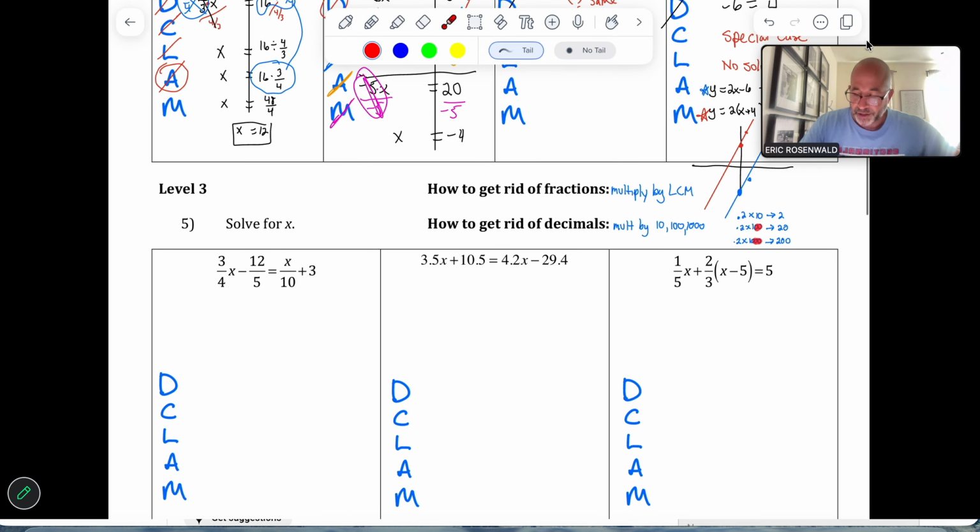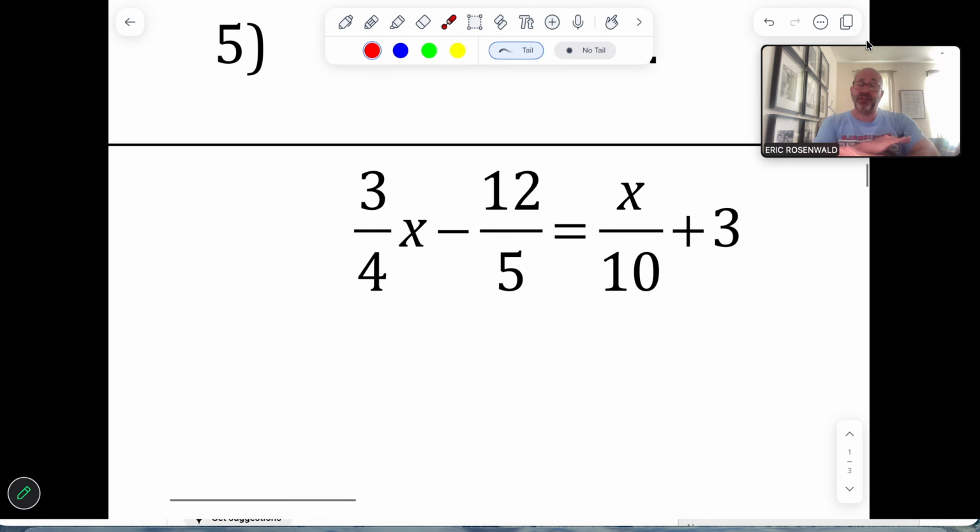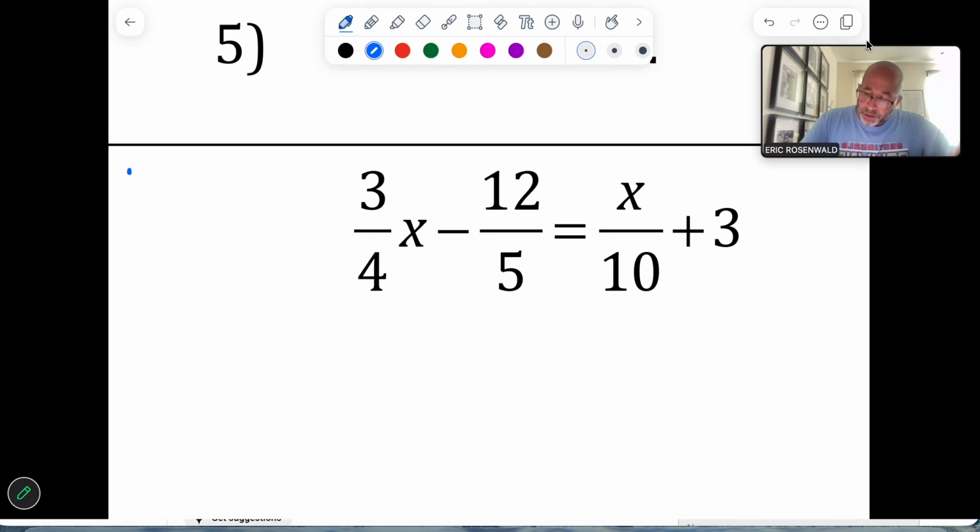All right, but let's look at fractions. Ready? Let's multiply first. We have these fractions galore going on everywhere. Let's get rid of the fractions, right? So look at the multiples of 4, 5, and 10. Those are the ones that we want to get rid of.